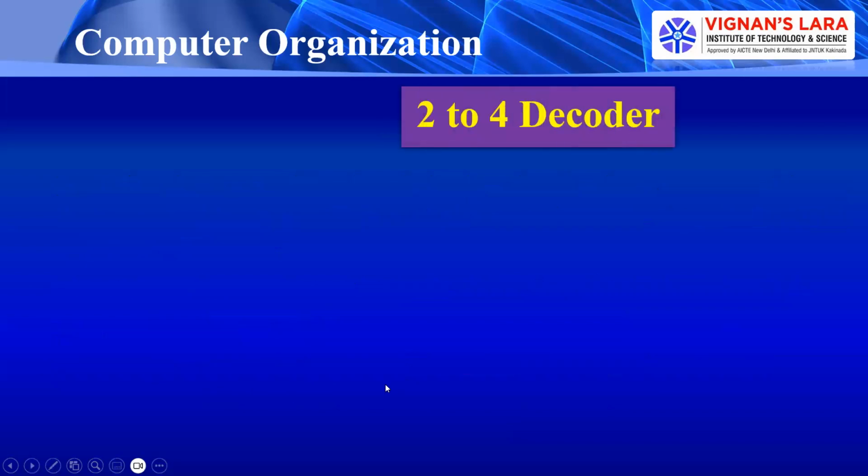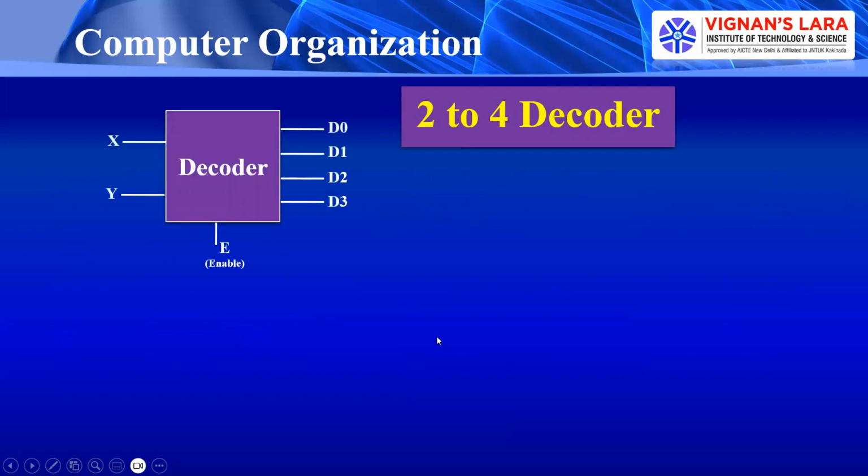Next, coming to the first decoder, the 2 to 4 decoder. That means it has 2 inputs with 4 outputs. And this is another input, the enable. If this enable input is active, then and only then, based on these input codes, one of the outputs is selected.